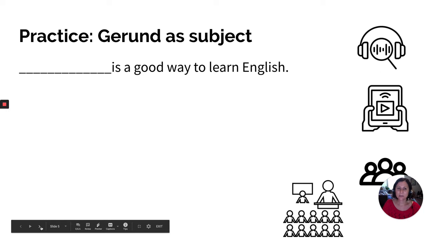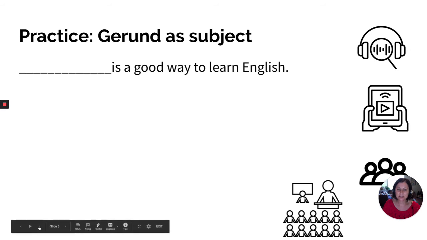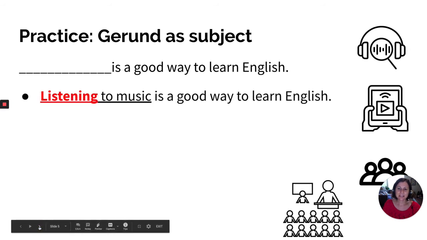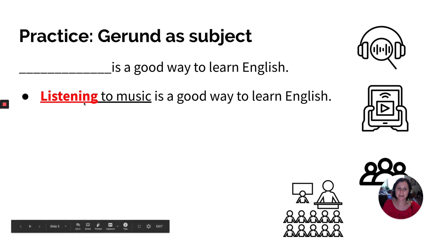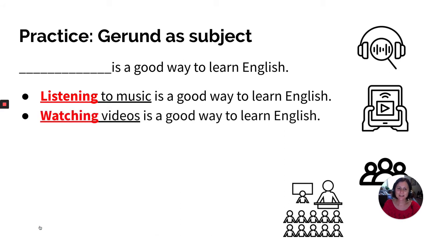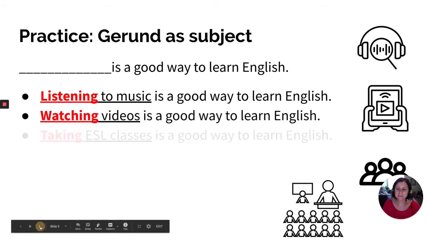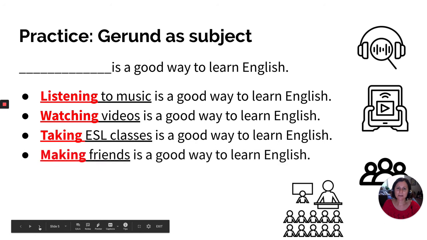Blank is a good way to learn English. So what things can you do to learn English? Listening to music is a good way to learn English. Here I have my gerund as subject. Watching videos is a good way to learn English, like this one. Taking ESL classes is a good way to learn English. Making friends is a good way to learn English. So these are some examples of ways we can use gerunds as subjects.